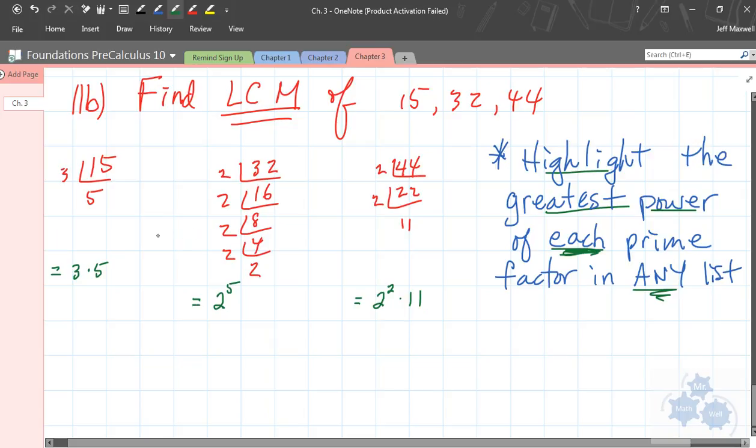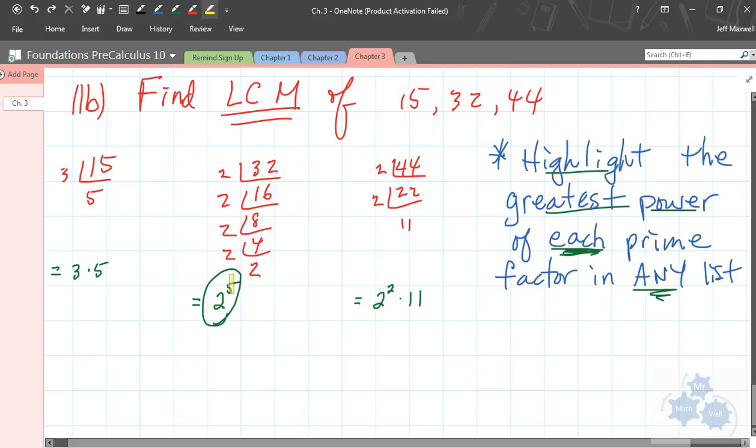The prime factors, starting from the lowest one, is 2. We don't have any 2's here. We have 2 to the power of 5 here, and we have 2 to the power of 2 here. So in any of these lists, so really this is 2 to the power of 0, right, because it's not there. So which is the largest power of 2 of these 3? Yes, the 2 to the power of 5. So you highlight that one.